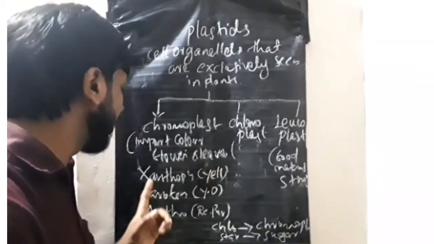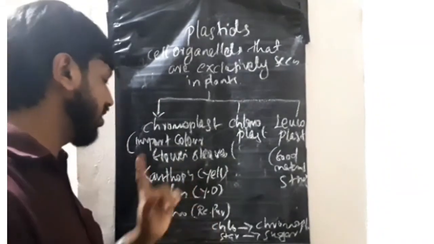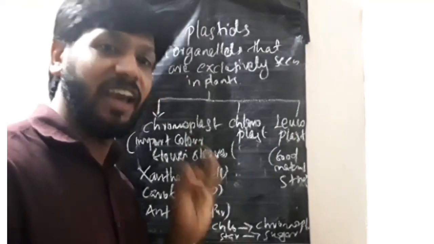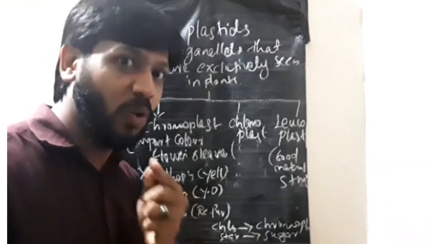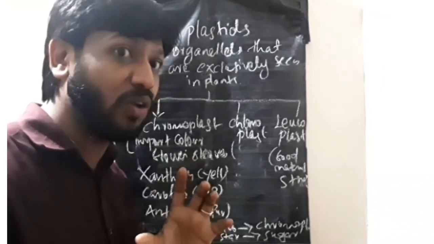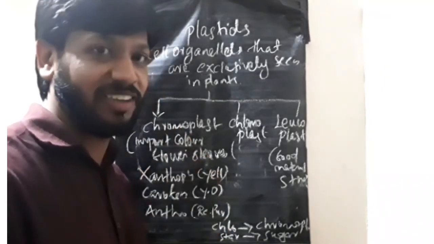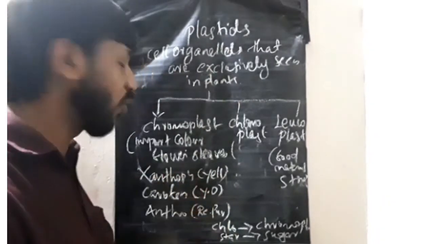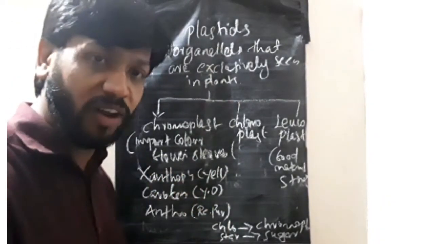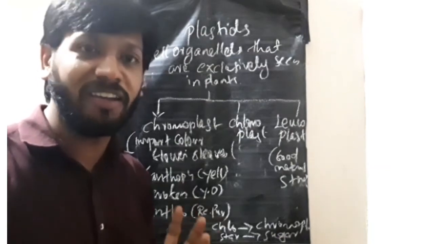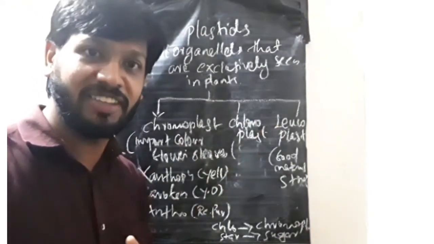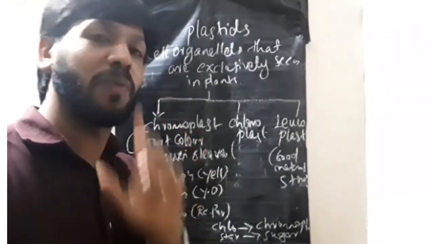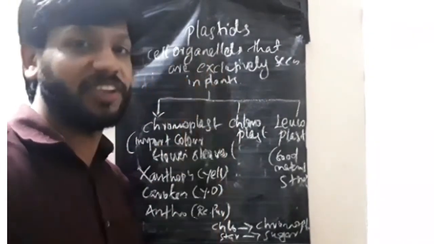Which are the examples? Xanthophyll, carotene, anthocyanin. Carotene, you already studied. These are examples of chromoplast. Chromoplast is a plastid. What is the color of xanthophyll? Yellow color. You can see many yellow colored flowers. That is due to the presence of xanthophyll. Xanthophyll is a chromoplast, and chromoplast is a plastid.